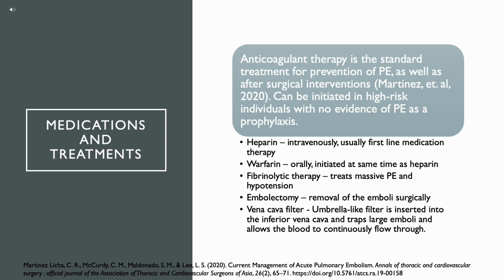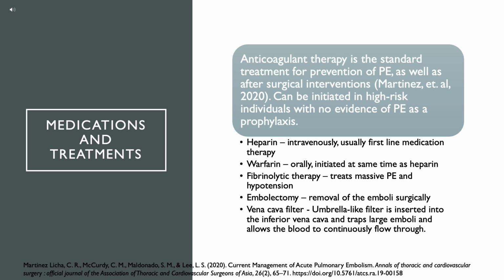So heparin is given intravenously or subcutaneously. It's usually the first line of medication therapy. Warfarin, patients usually take by mouth. They take it while they're on heparin until they get to a therapeutic range level of the warfarin in their body, and then they are weaned off of the heparin. Fibrinolytic therapy treats massive pulmonary embolisms and hypotension. An embolectomy is the removal of the emboli, and this is a surgical intervention.